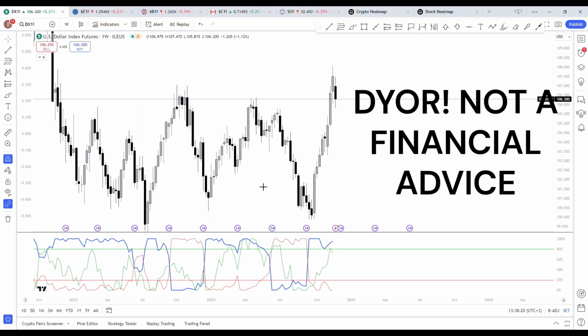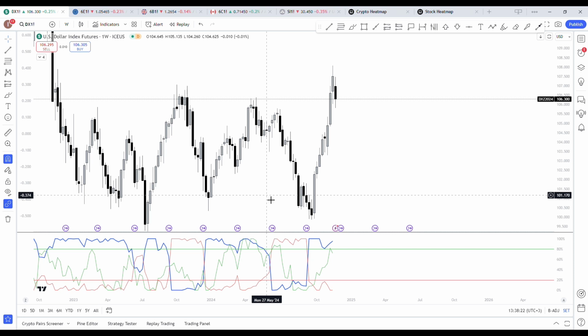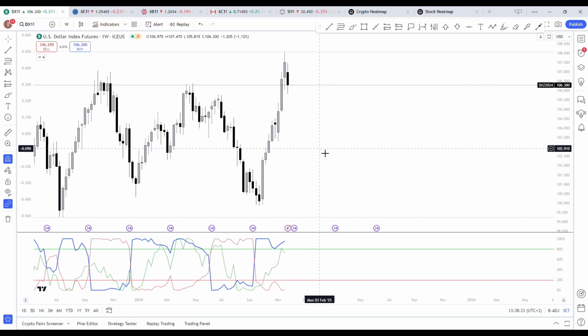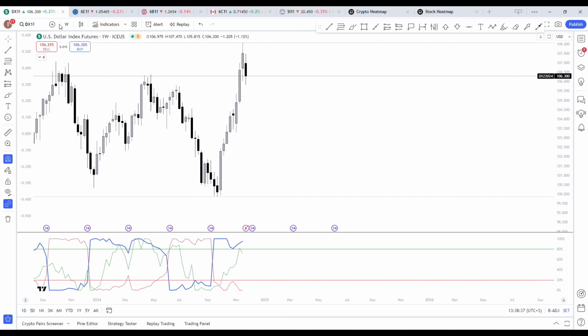Hello guys, today we will analyze some futures markets. We will start firstly with dollar index futures, and after that we will look at others. Firstly, we will look at dollar index futures on the weekly chart with COT reports.